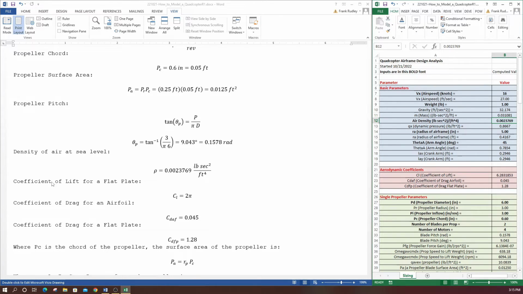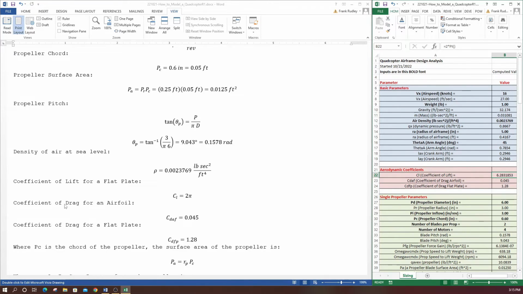Okay, so we have the coefficient of lift for a flat plate. We could assume it's just 2 pi. If you don't know what the coefficient of lift is, just use 2 pi. The airfoil does make a slight difference, but it's not big enough to impact this analysis. If you did have a better coefficient of lift, you could put that in here at this point.